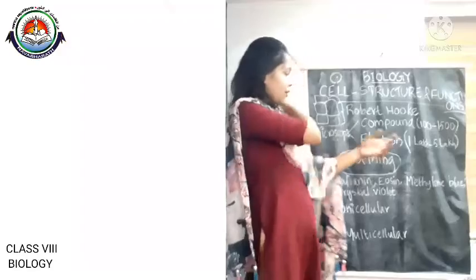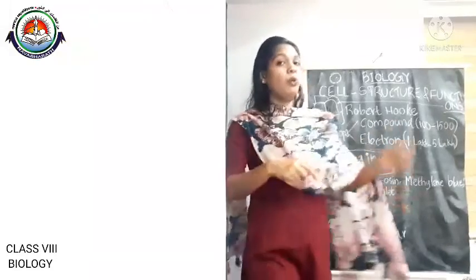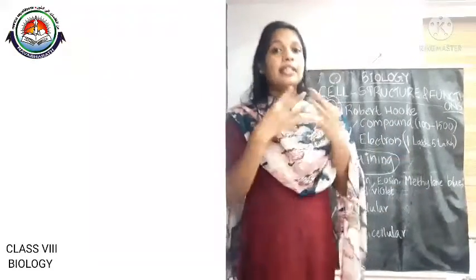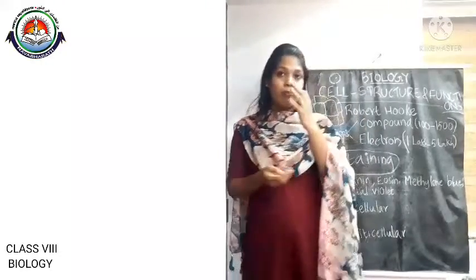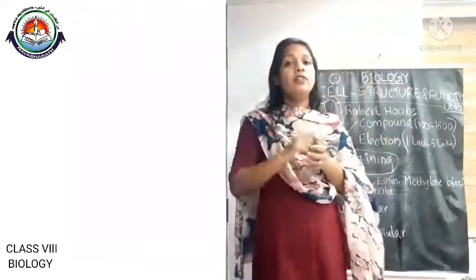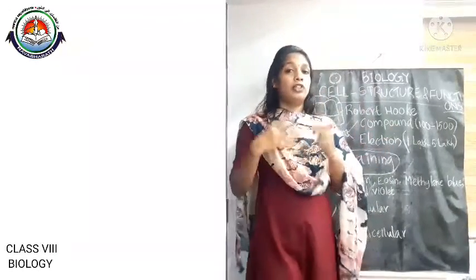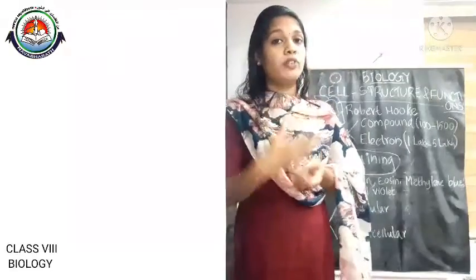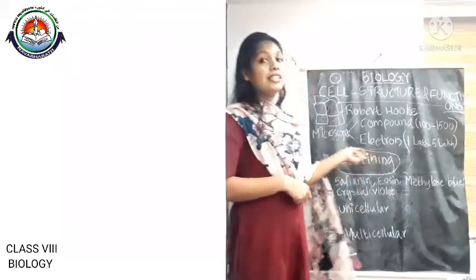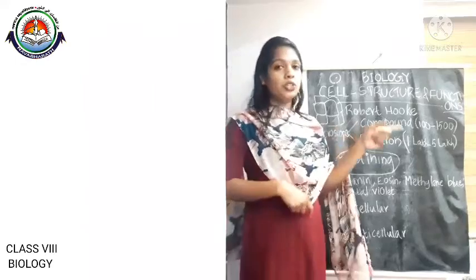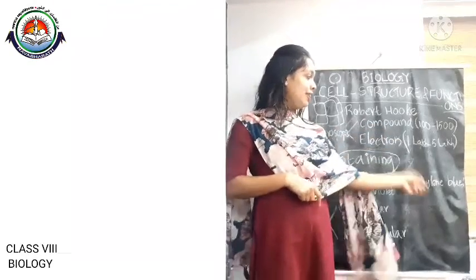The next thing that we discussed was staining. About staining, we know that cells are colorless and transparent. We cannot see them properly through a microscope. So in order to see them properly and in a detailed manner, we use certain stains, giving colors to these cells. In order to observe them in more detail, we use different stains. The most commonly used stains are safranin, eosin, methylene blue and crystal violet.